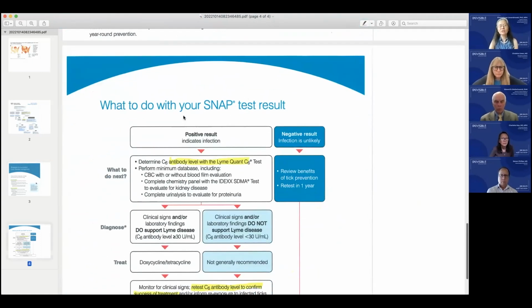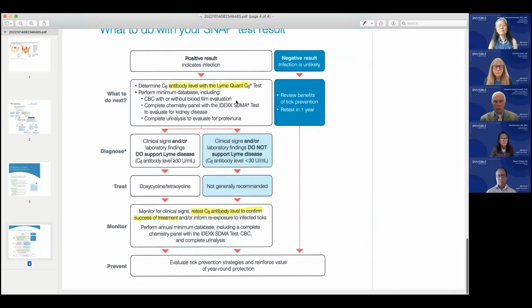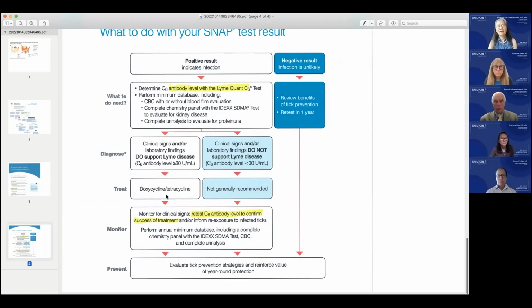So if you look at their flow chart here, you have a positive test result indicated. They're using C6 antibody with the Lyme Quant C6. I think quant means you give a reading, you don't just give a positive or negative, right? And keep following, and then you treat it with doxycycline, and then you monitor, and then you retest the antibody level to confirm the success of the treatment. So you have something to go by, right? Supposedly you can measure the antibody rise and fall to see the progression of the recovery.